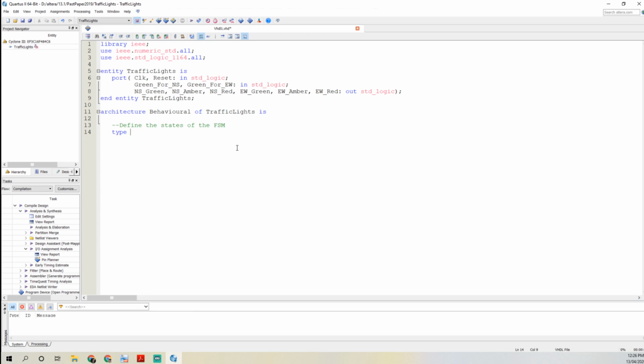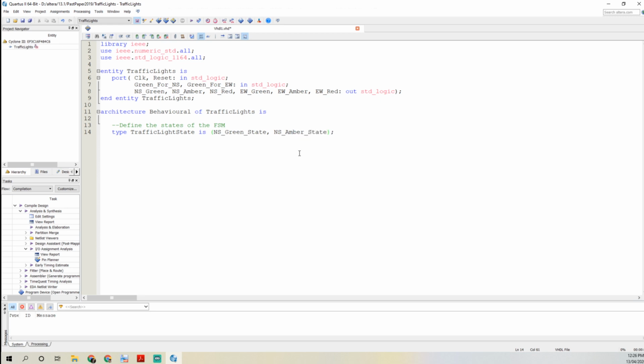I'm going to use my type keyword here. I'm going to name the data type traffic light state is, and in brackets is where I'm going to list all of my states. Remember, the type keyword allows us to create a new data type, and every signal or variable that we create of this new data type called traffic light state can assume one of these values that we are defining inside here.